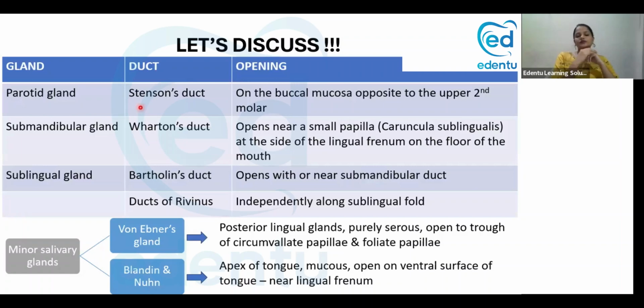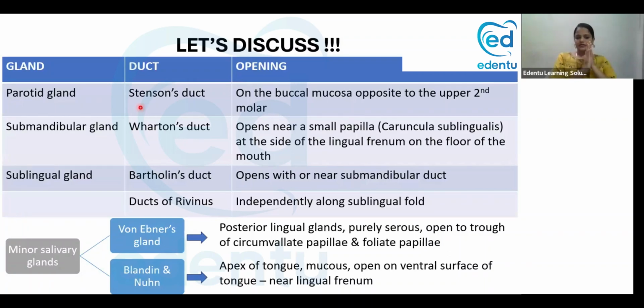Now the duct of the sublingual gland: there are two ducts for the sublingual gland. The major duct is Bartholin's duct. It opens near the submandibular duct, near this caruncula sublingualis itself. Another minor duct of this sublingual gland is the ducts of Rivinus. It's not just one duct, it is multiple ducts together, and they open in the sublingual fold altogether.